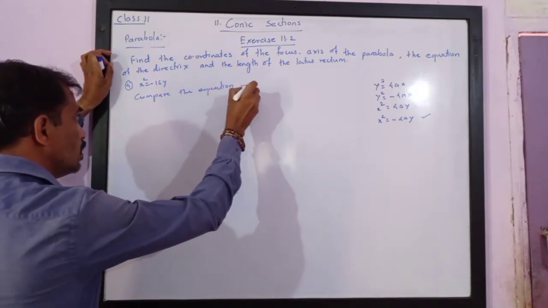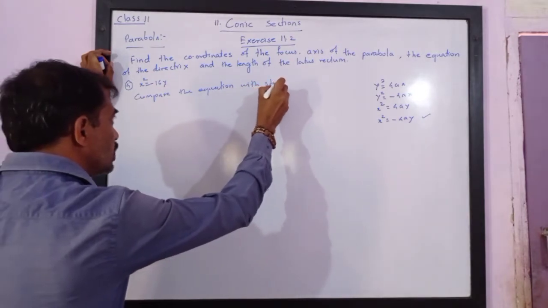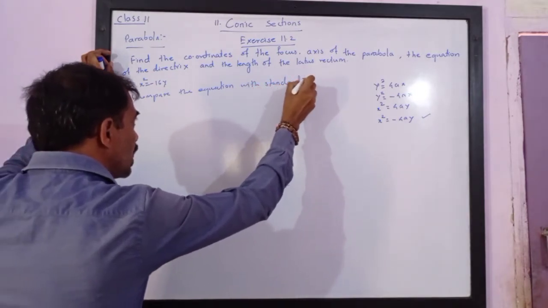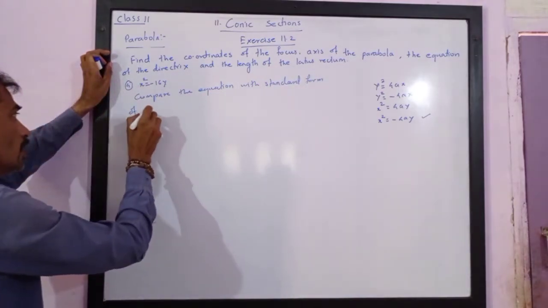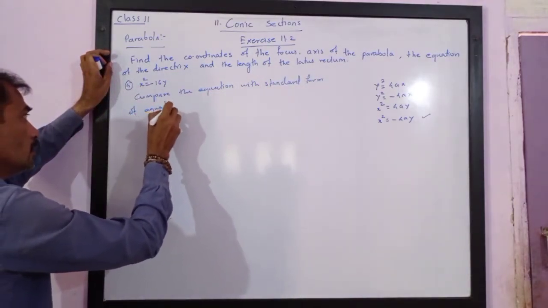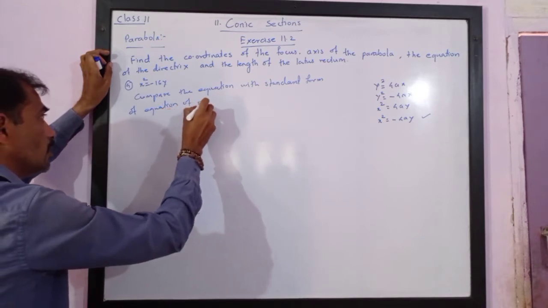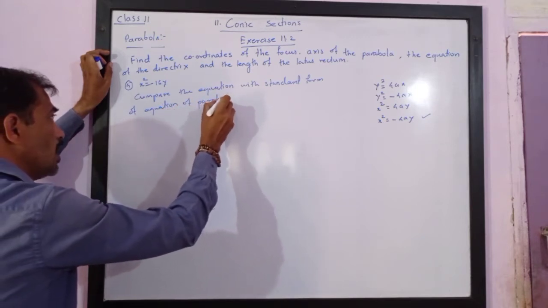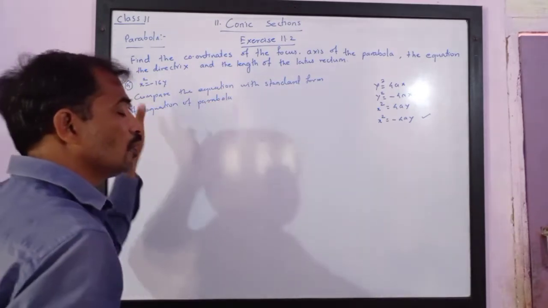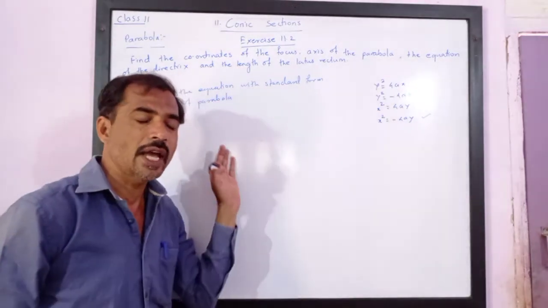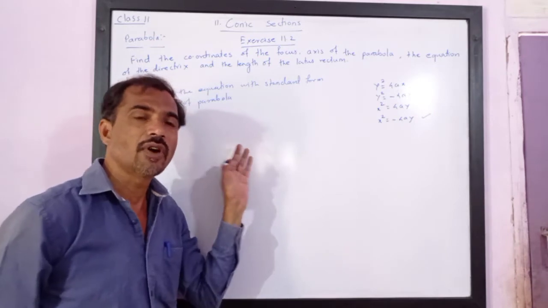So if you compare the equation with the standard form of equation of parabola. This means we are trying to compare the given equation with the equation of parabola whose vertex is origin and focus is on any of the coordinate axis.